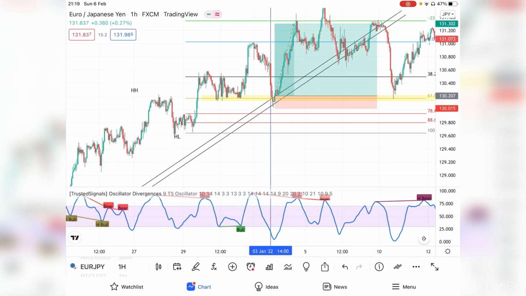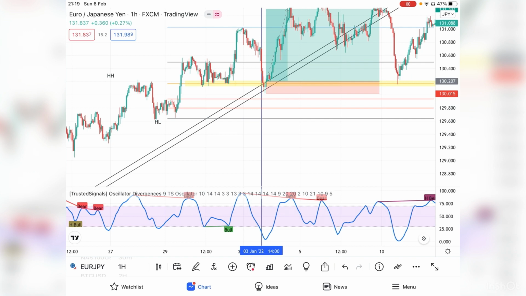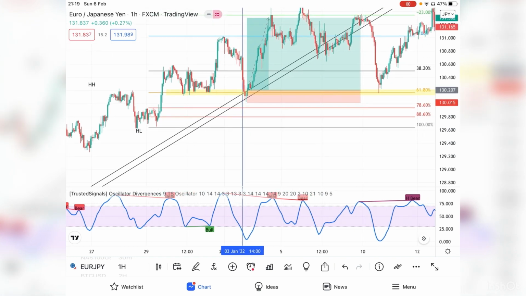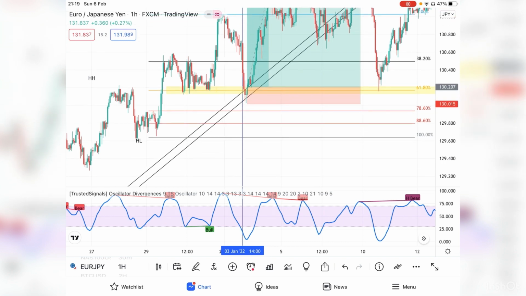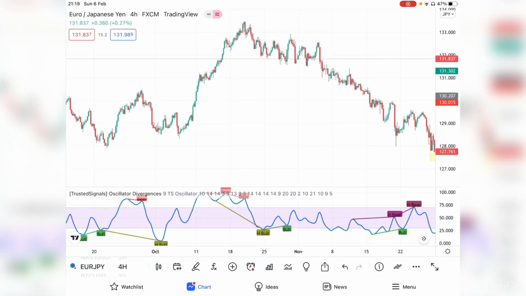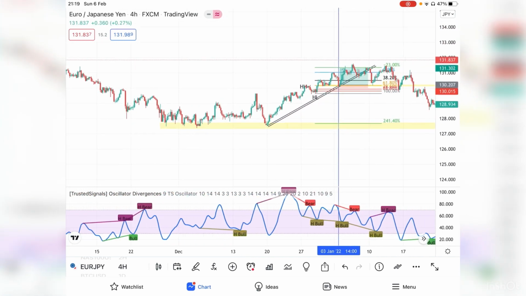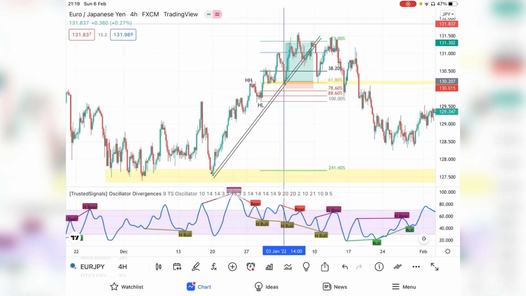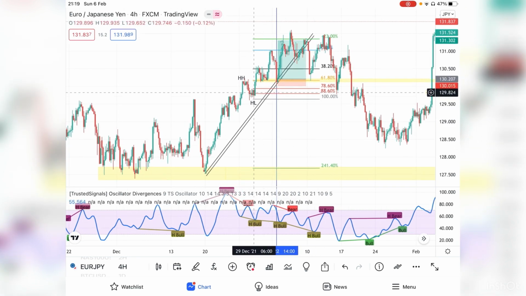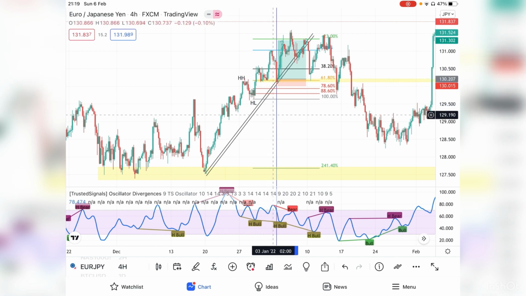Okay, how I would have scaled in using all these confluences: using the trusted signal oscillator, the candlestick patterns, the Fibonacci, and also market structure, guys. Market structure is the first thing you want to identify on your H4. You want to see, is there bullish market structure or bearish? And here we would have had a bullish market structure and we would have looked for buys.